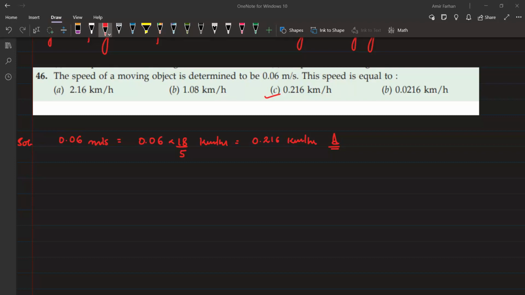Any doubt so far? Yes, sir. Are you sure? Yes, sir. Okay, that's great. In the next class we will do the acceleration topic. Please come to the class in the next.